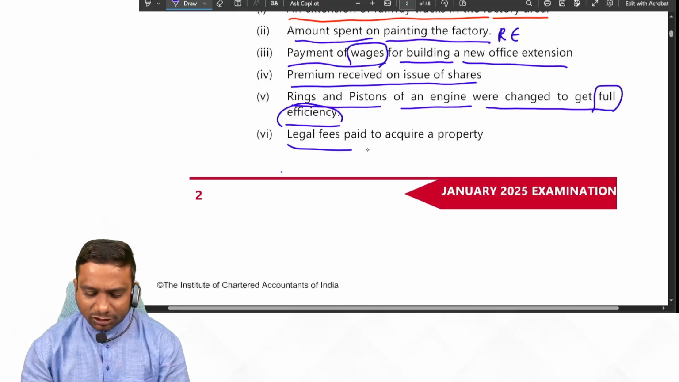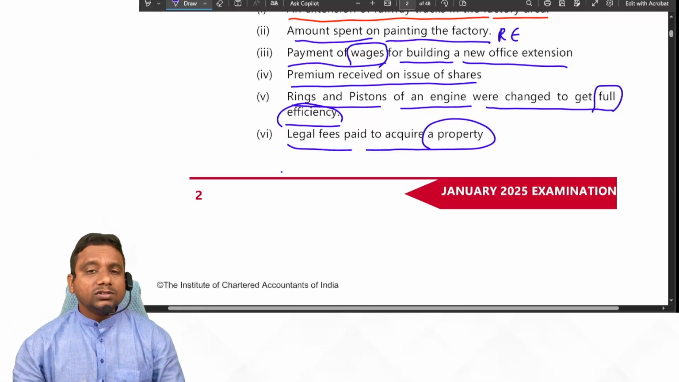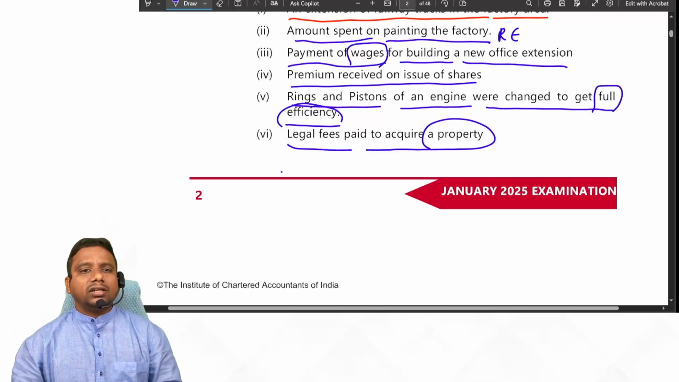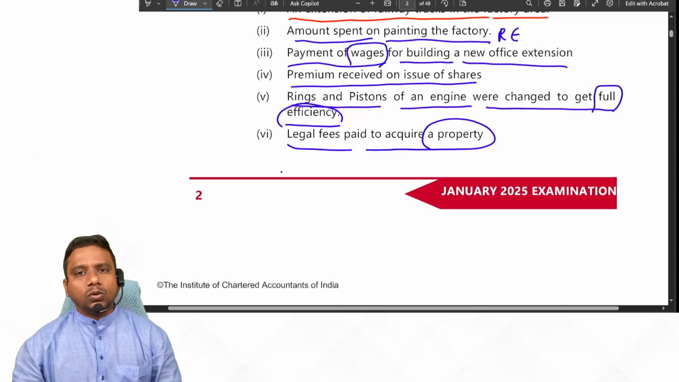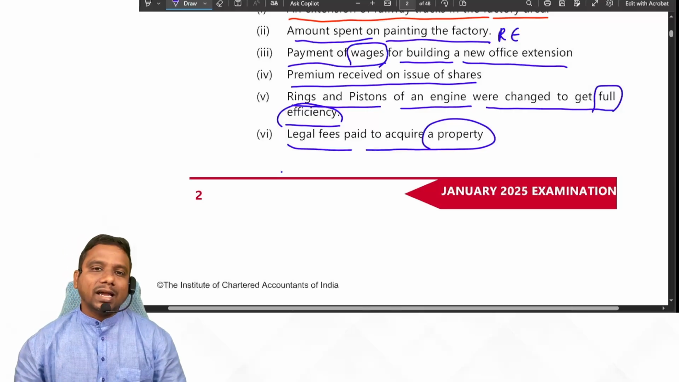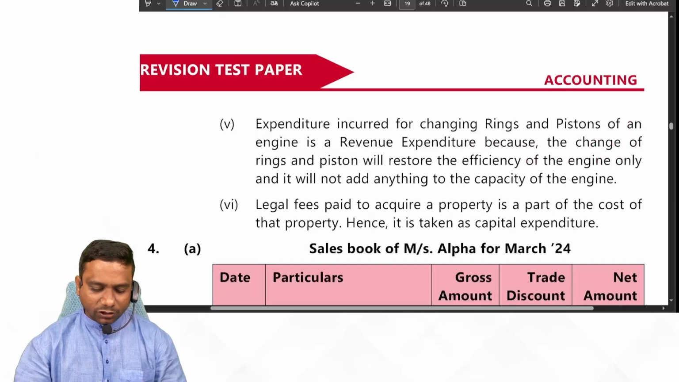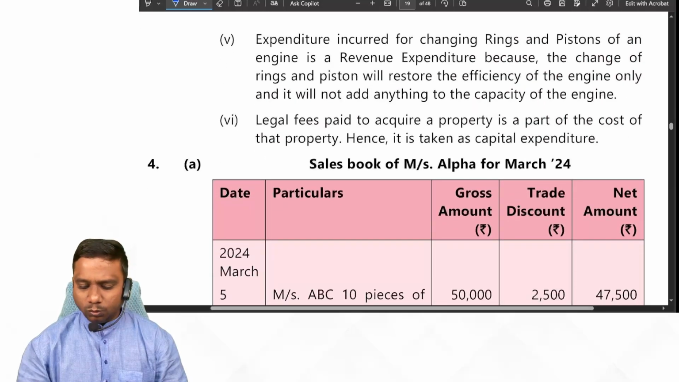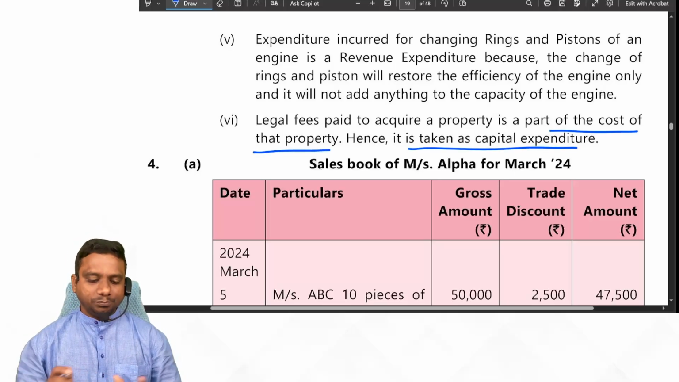Next one, legal fees paid to acquire a property. Generally, at the time of purchase of property, we have to register that property in our name. So whatever the legal charges or stamp duty or whatever amounts we have paid to the government, all these are treated as capital expenditure. Got it, students? So legal fee paid to acquire a property is part of the cost of the property, and it is treated as capital expenditure. Next one.